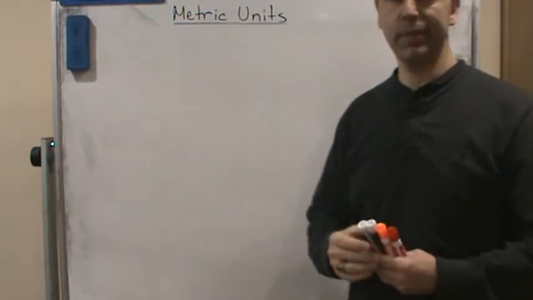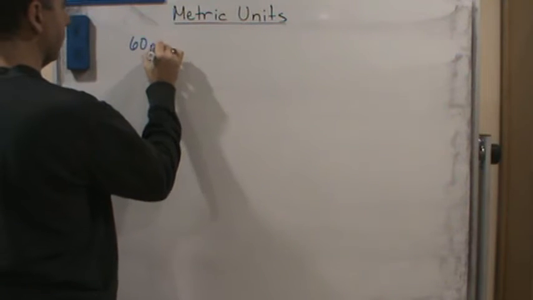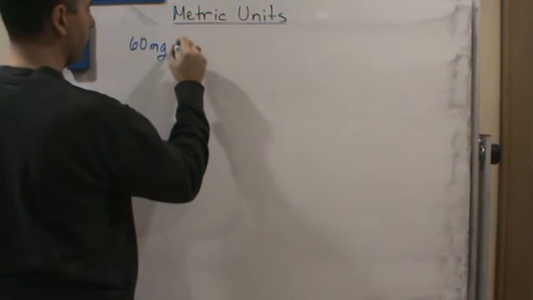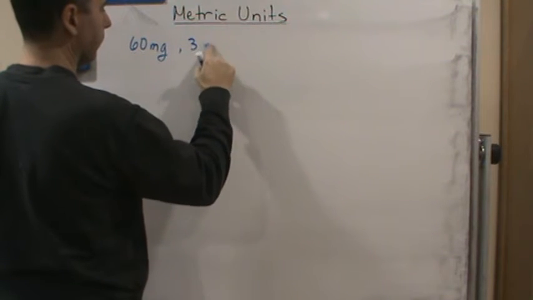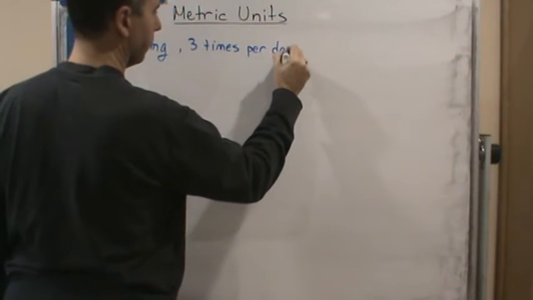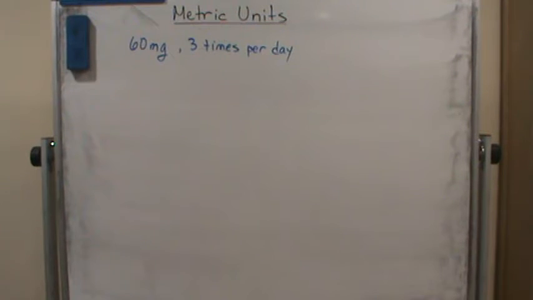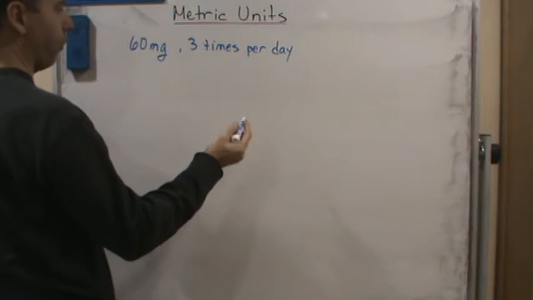Okay, so now let's do some examples of some application. Let's start with this one. It says, if a patient takes 60 milligrams of a medication 3 times a day, 3 times per day, how many grams will the patient take in 4 days? Okay, great. So how many milligrams will it take in 4 days?